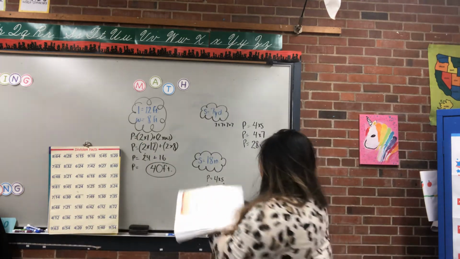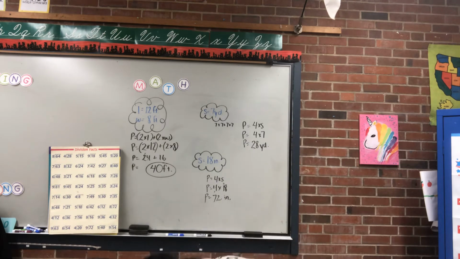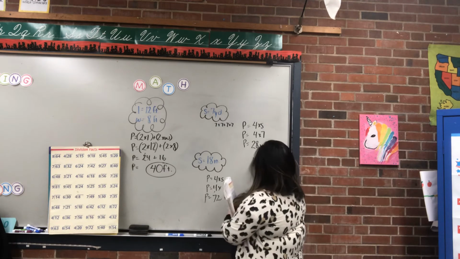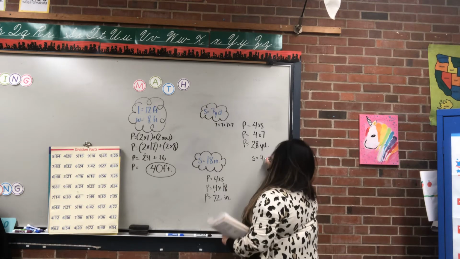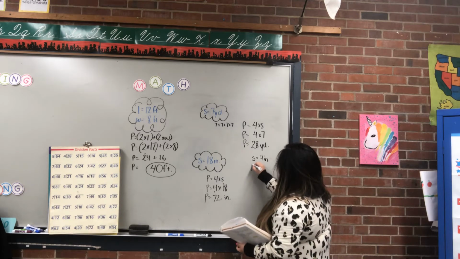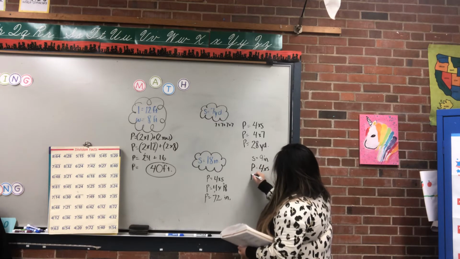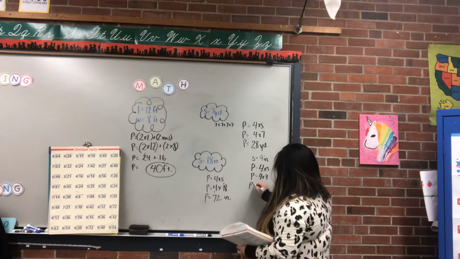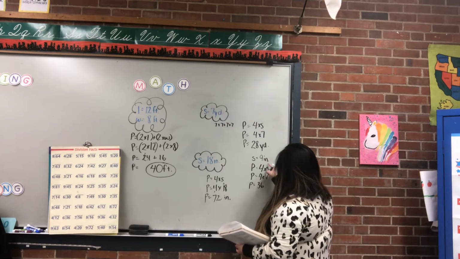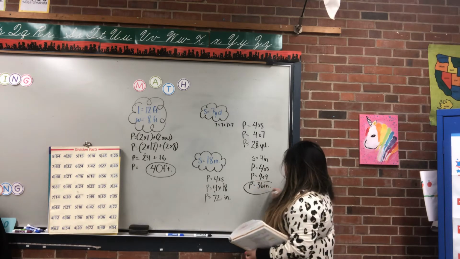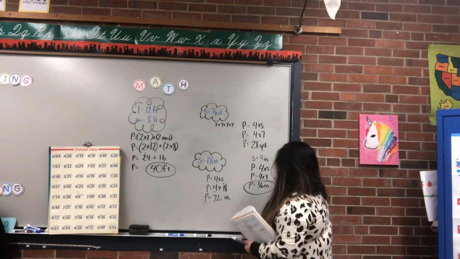I'll do it on the board. S equals 9 inches. Okay, so S equals 9 inches. I want to show you exactly how I want you to write this. Ready? Underneath, P, our formula. P equals 4 times S. P equals 4 times 9. P equals 36 inches. Boom. We are done. And that's exactly how I want you to write it, okay?